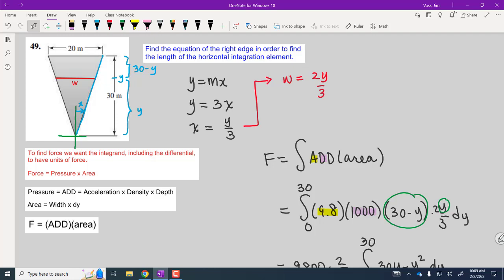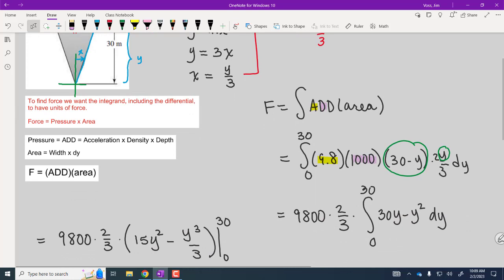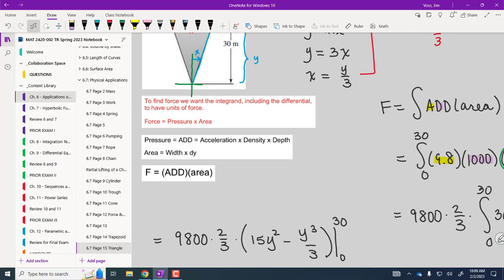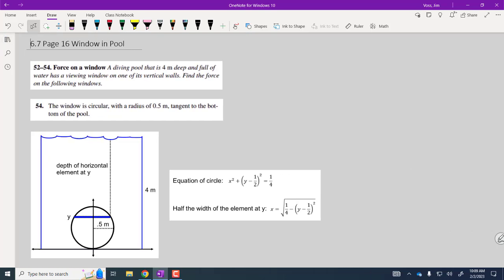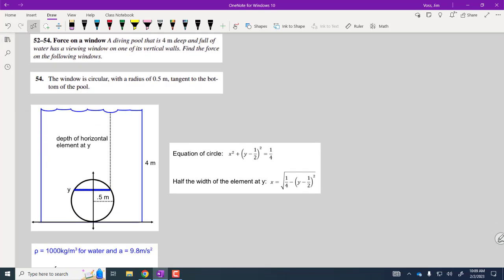Or should we just do one more? So we did the trapezoid, we've done a triangle, now we'll do a circle. I tried to grab one of each of the types of shapes that we would see for our vessels and each of the type of shapes that we might see for a face, for a wall that has water pressing on it. So let's take a look at this one.